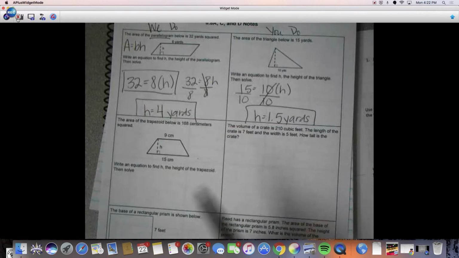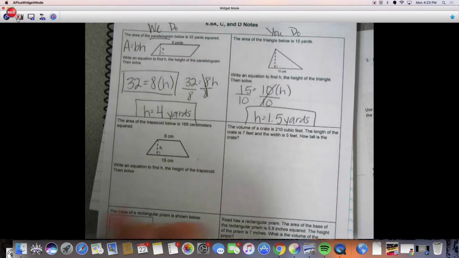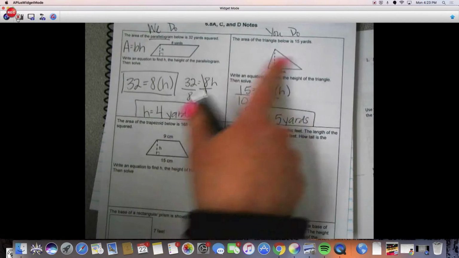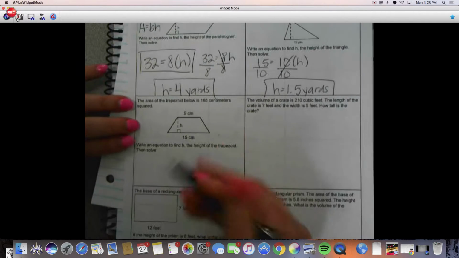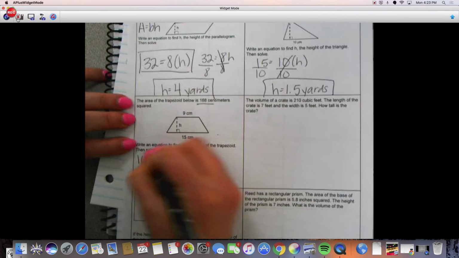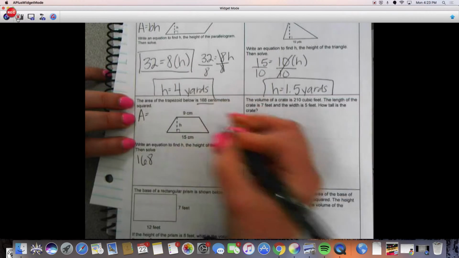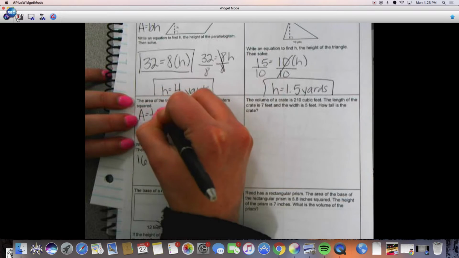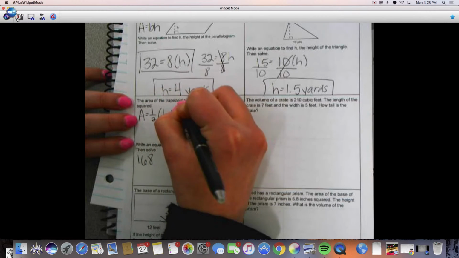All right, go ahead and check your work real quick for that one. I'm going to move on down here. Pause it if you need to look over your work. The area of the trapezoid below is 168 centimeters. That's the area. Trapezoid, I know, is A equals 1/2 times base 1 plus base 2 times height.